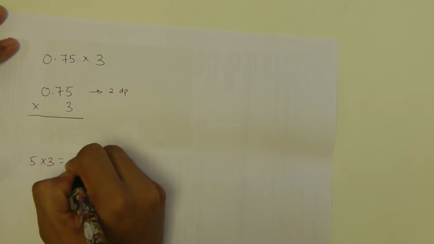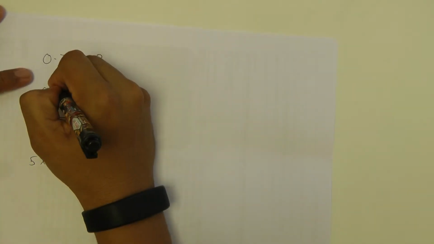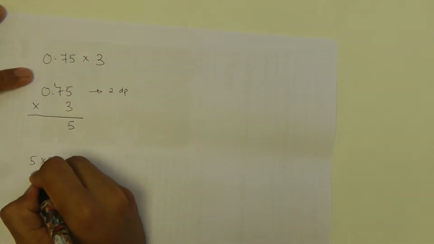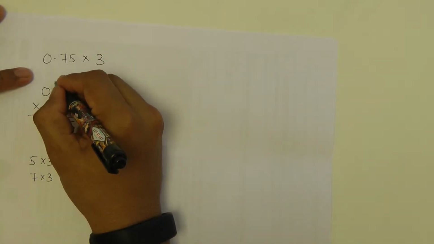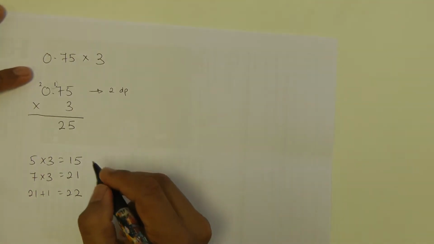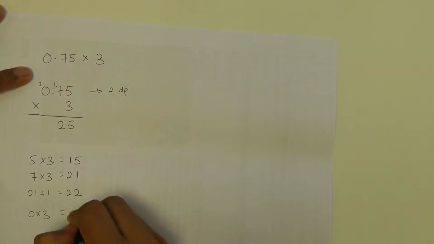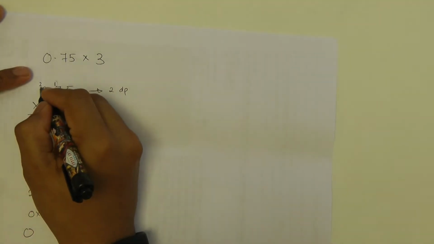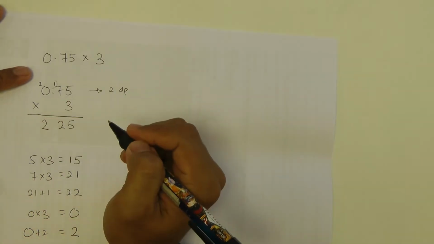5 times 3 will give me 15. So 5 here, carry 1. Next, take 7 times 3. 7 times 3 gives me 21, but I need to rewrite this part here at the top. So 21 plus 1, I will have 22. Again, I put 2 here and I carry 2 to the next side. So I regroup and rewrite. Next, I'll take 0 times 3. 0 times 3 is definitely 0. And because there's 2 at the top, I add, and I get 2 here. So it's 2, 2, 5.